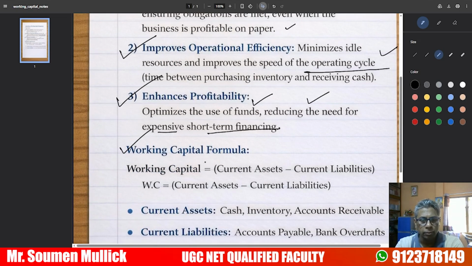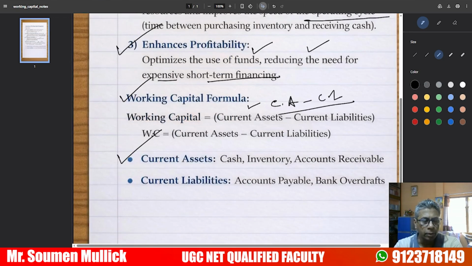This is a working capital formula, very important: current asset minus current liability. These are the formula of working capital. And we have to remember what the current assets are: cash, inventory, account receivable. What are the current liabilities? The current liabilities are account payable, bank overdraft.